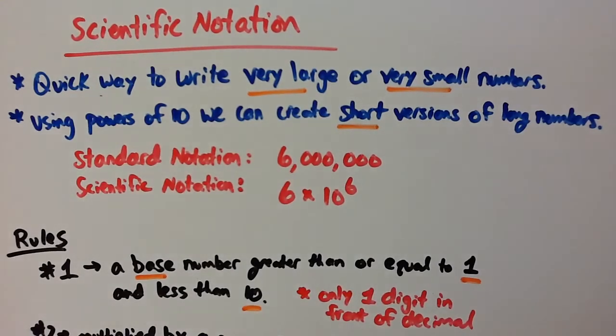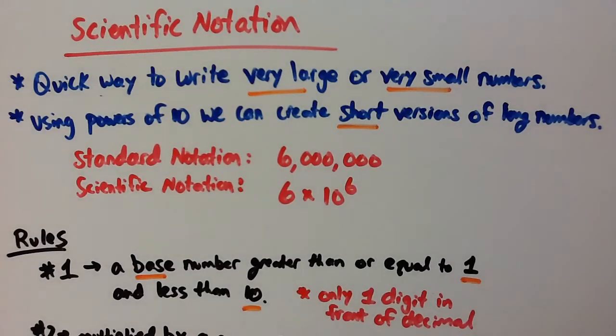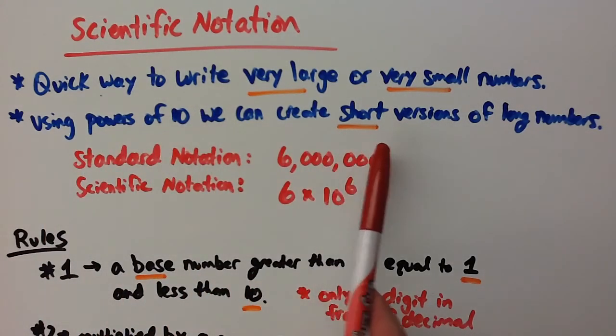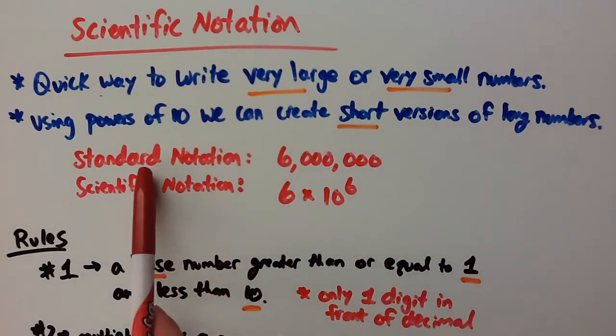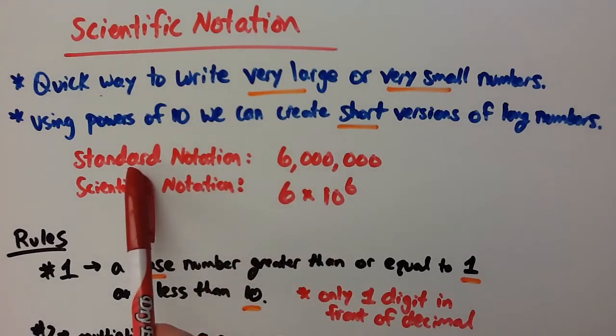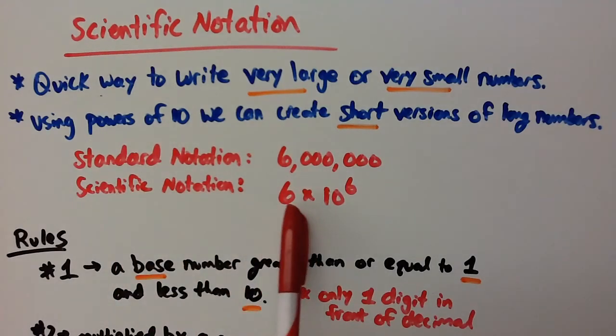Scientific notation is a quick way to write very large or very small numbers. We can use powers of 10 to create short versions of long numbers. So we have standard notation, which is normally the way that you see a number, like the number 6 million, right? Very large number. That would be in standard notation. We can also write this in scientific notation. We would say 6 times 10 to the sixth.